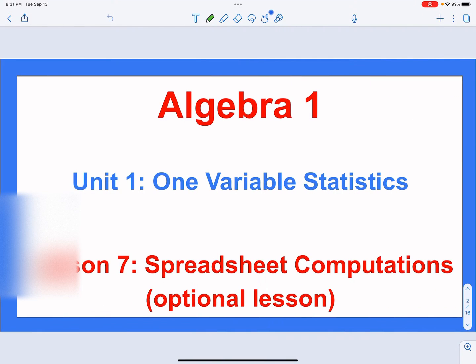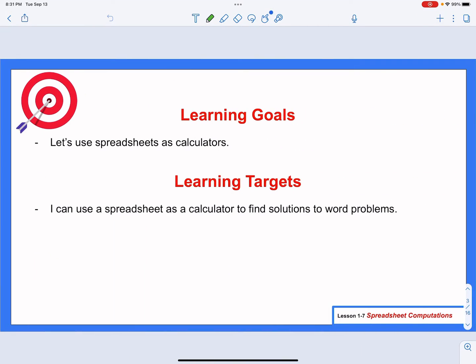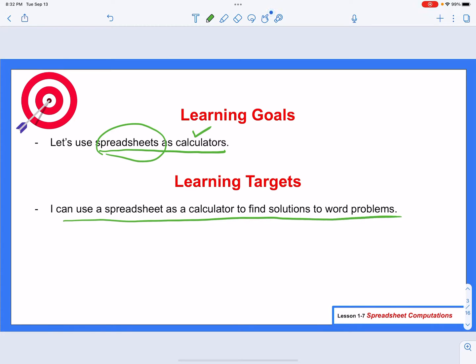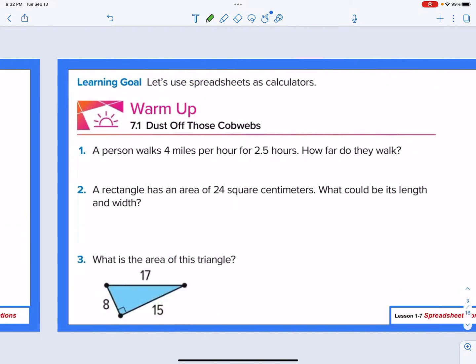We are looking today at Unit 1, One Variable Statistics. It's called Lesson 7, Spreadsheet Computations. It's also an optional lesson in this unit that you may or may not have done in class. For learning goals, it says let's use spreadsheets as calculators. We're going to be using a spreadsheet again today to help us solve some problems. The learning target is: I can use a spreadsheet as a calculator to find solutions to word problems. That's what we'll be able to do by the end of this lesson.